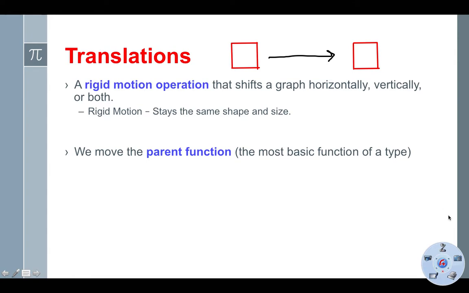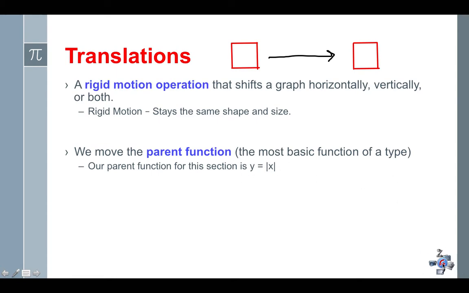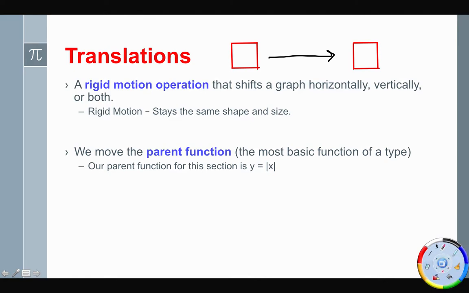And what we do is we take what's called the parent function. The parent function is the most basic function of a certain type. In our case today, we're going to look at the absolute value function mostly. And the absolute value function, this is the parent function. There are some things that we know about the parent function, like the vertex is at the point 0, 0.